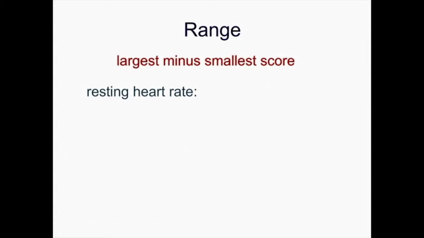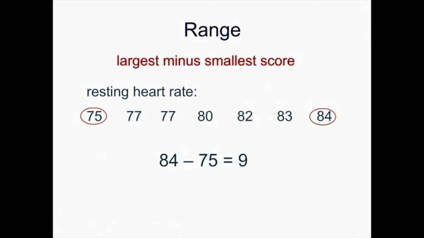Let's take an example. Suppose we are studying resting heart rate in a sample of undergraduate college students. The variable of interest is heart rate, measured in beats per minute. Here are the data for each of 7 subjects. The range is simply the difference between the largest and smallest scores. In this case, 9 beats per minute.